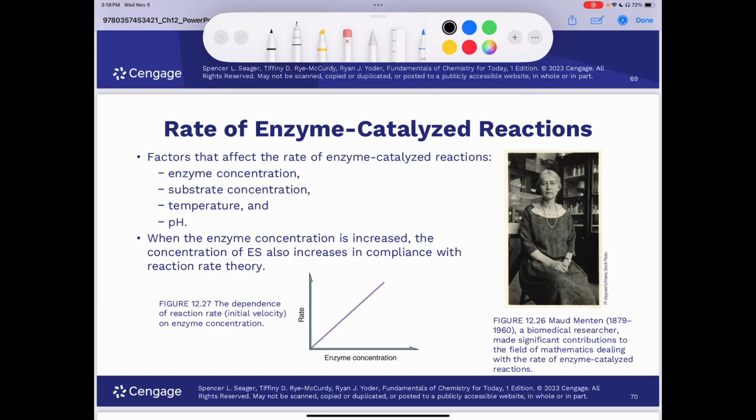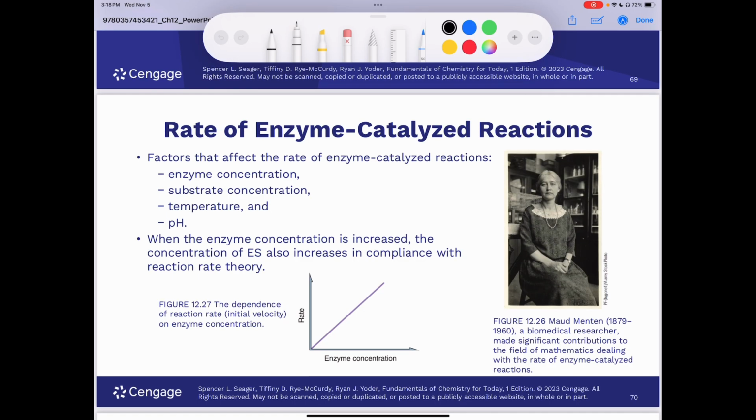When we have an enzyme catalyzed reaction, the concentration of the enzyme is normally very low compared to the concentration of the substrate. So when the enzyme concentration is increased, the concentration of the enzyme substrate complex is also going to increase in compliance with reaction rate theory. So remember, in order to form our enzyme substrate complex, we take our enzyme and combine it with our substrate and we get our enzyme substrate complex.